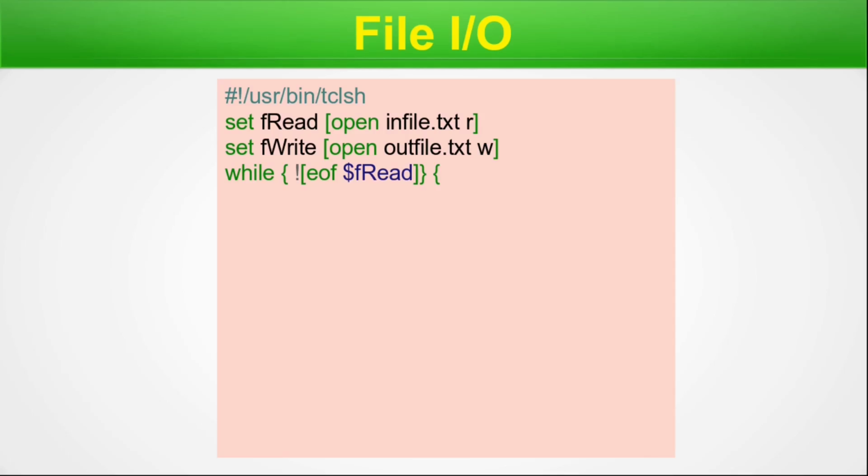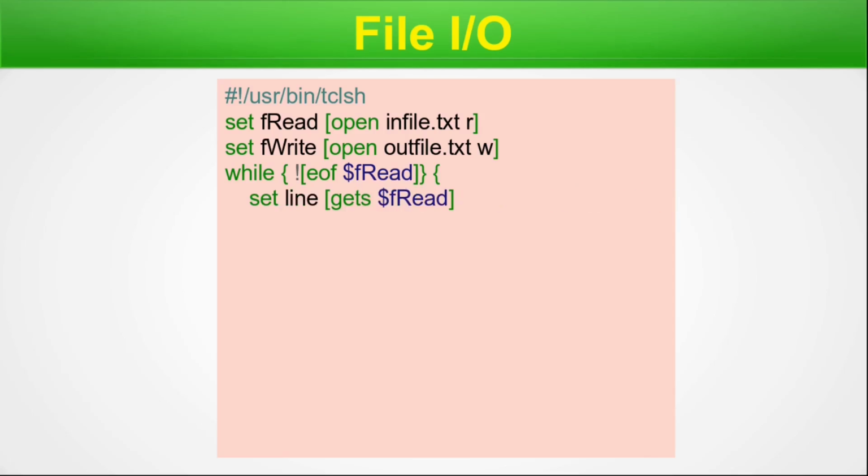While bang eof means end of file, $fread. So whenever we reach the end of the file, eof will return 1. While it is not the end of the file, we keep on continuing. When we reach the end, it returns 1 and the not operation on that becomes 0, so the while will come out. Until we reach the end of file, it returns 0 for each line, and not of 0 is 1.